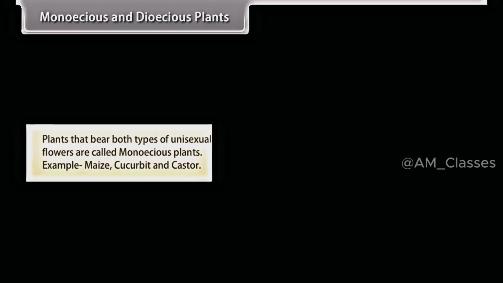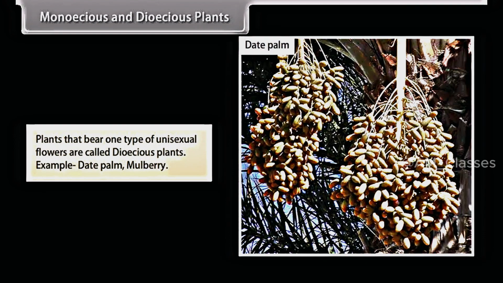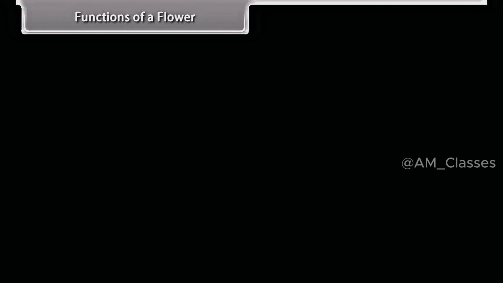Monoecious and dioecious plants. Plants that bear both types of unisexual flowers are called monoecious plants. Example: maize, cucurbit and castor. Plants that bear one type of unisexual flowers are called dioecious plants. Example: date palm, mulberry. Functions of a flower.